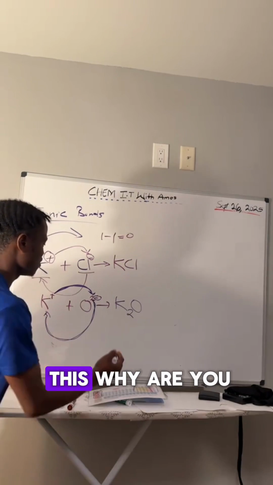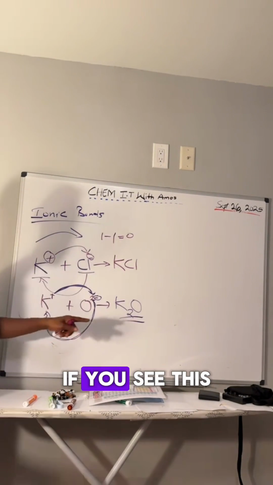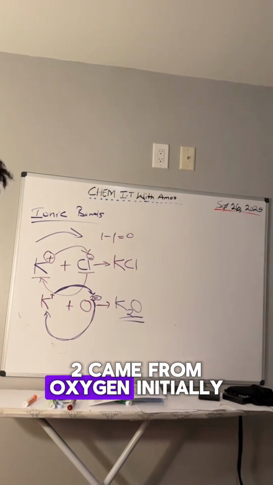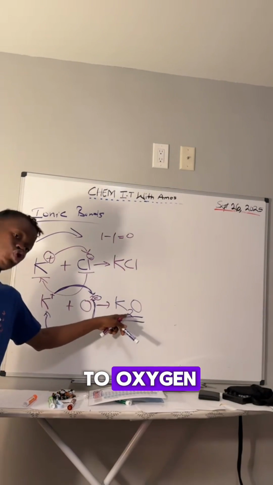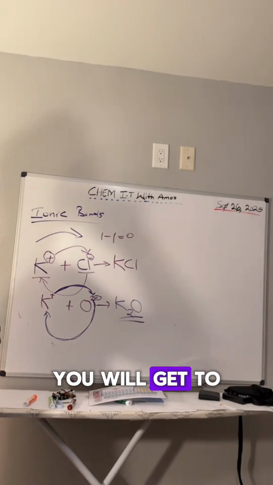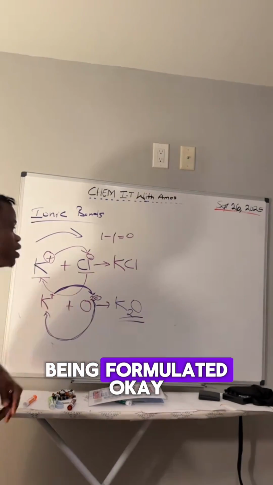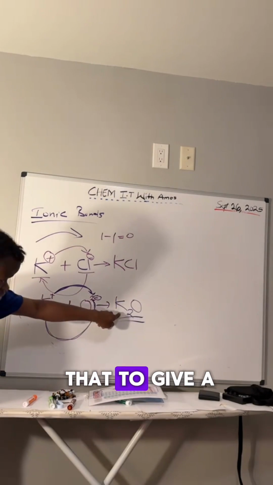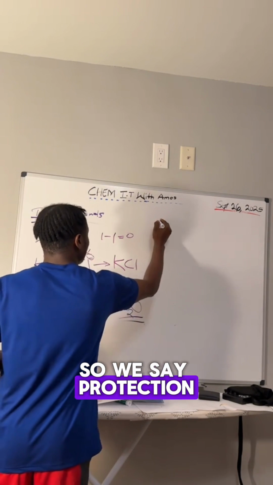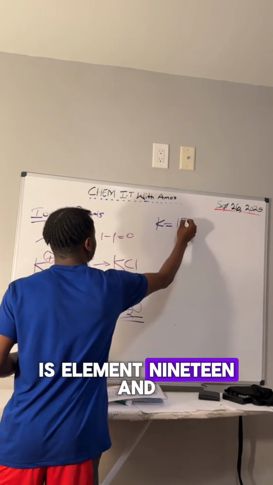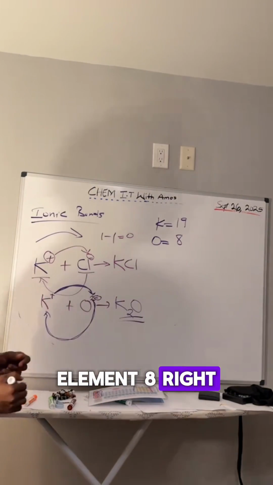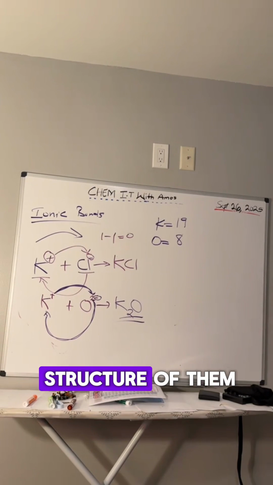Why are you seeing this? If you see this 2 here, initially that 2 came from oxygen. If you draw the structure of this particular compound, you will understand how it was formulated. So we can do that to give proof of it. We say potassium is element 19 and oxygen is element 8, right? Can we draw the structure of them?